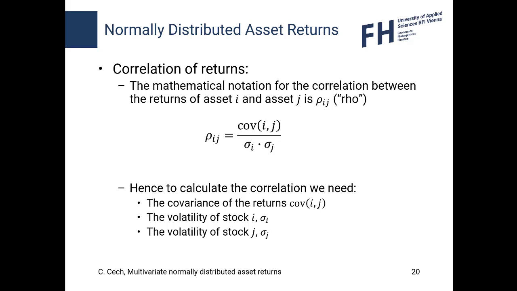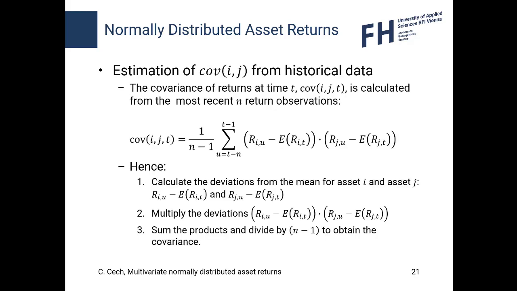In the context that I talk about here today, I consider the covariance only to be an auxiliary variable that I need in order to calculate the correlation, which is definitely easier to interpret than the covariance. So this is the formula for the covariance.